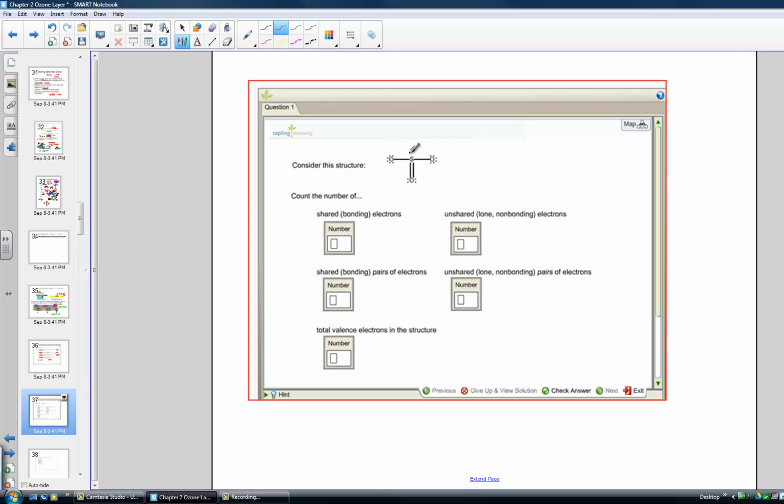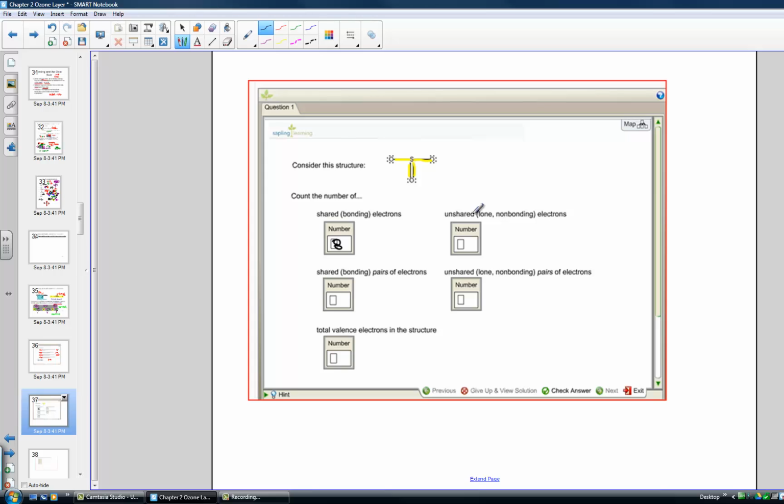Consider this structure. We have sulfur in the center, single bond oxygen to the right, single bond oxygen to the left, double bond oxygen down. Count the number of shared, or what we would refer to as bonding, electrons. How many electrons are in bonds? Well, if we highlight, this bond represents 2 electrons. This bond represents 2 electrons. So do these. 2, 4, 6, 8. 8 electrons that are in shared pairs.